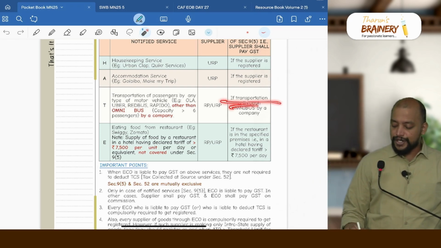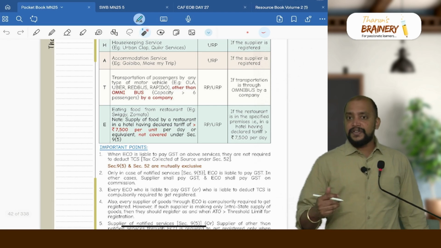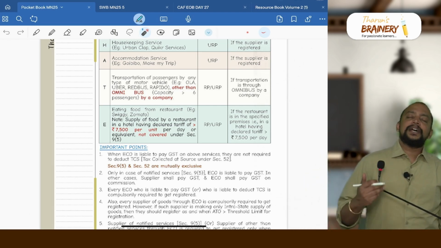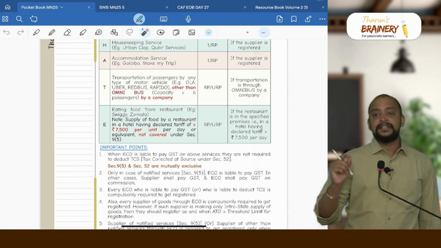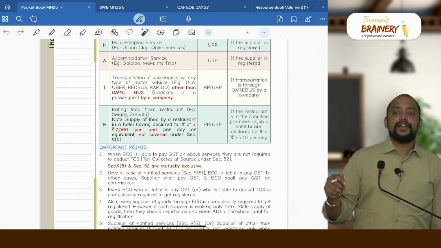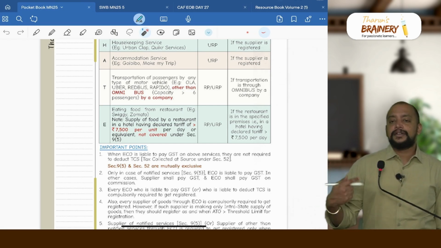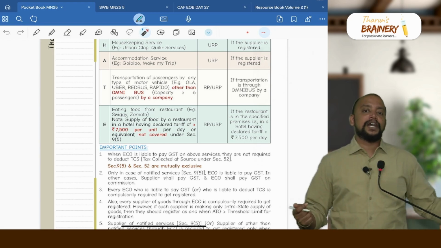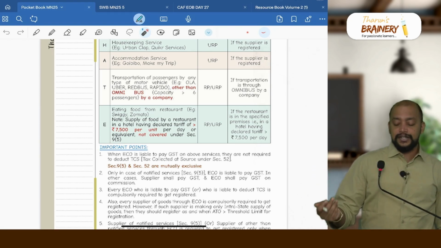If the transportation is through an omnibus by a company, then the next one, eating food from a restaurant, so Swiggy, Zomato etc., let the supplier be registered or unregistered, the e-commerce operator will pay. However, if the restaurant is in the specified premises, what is the specified premises? The hotel where the tariff is more than 7,500 rupees per day or equivalent, for any one room, then in that hotel there is a restaurant which is supplying through Swiggy, Zomato, the liability to pay GST is on the restaurant only, that is the hotel or the restaurant only.